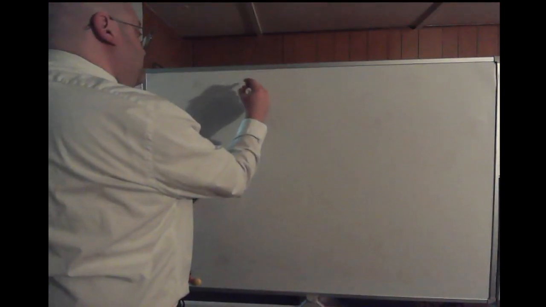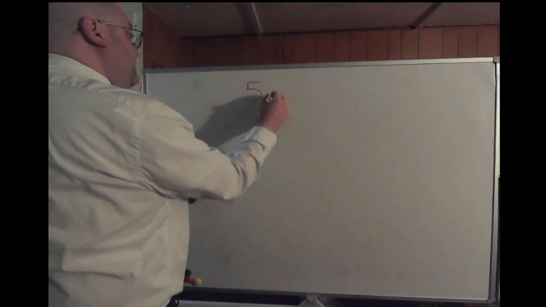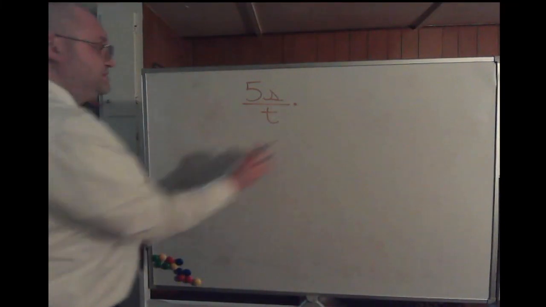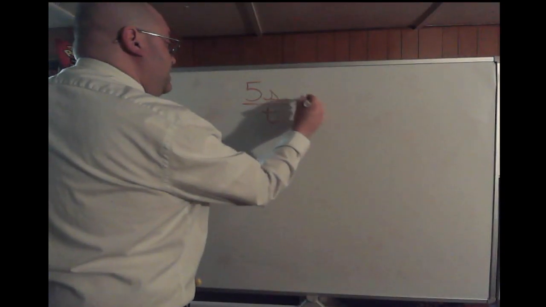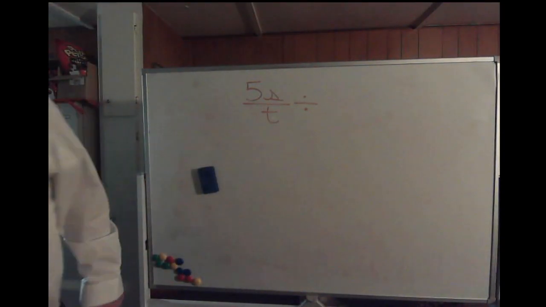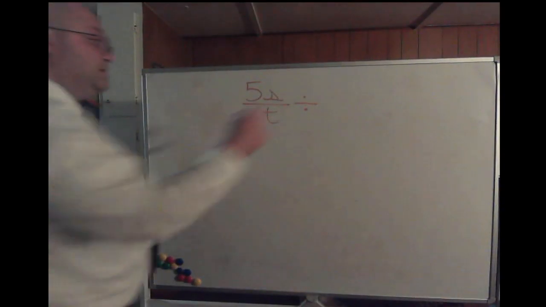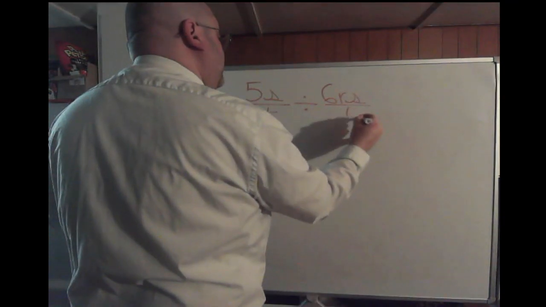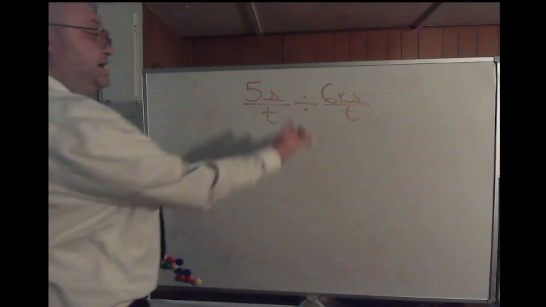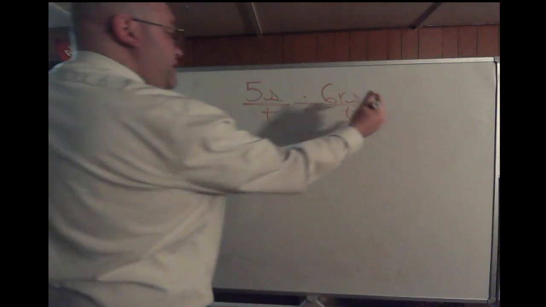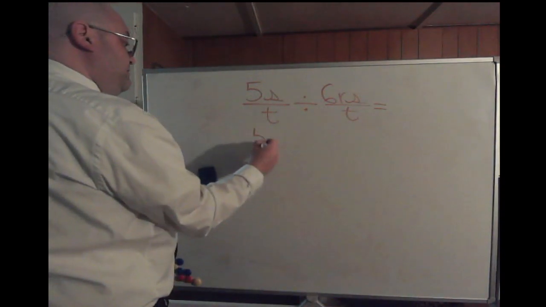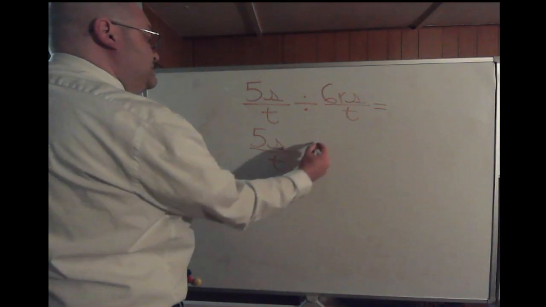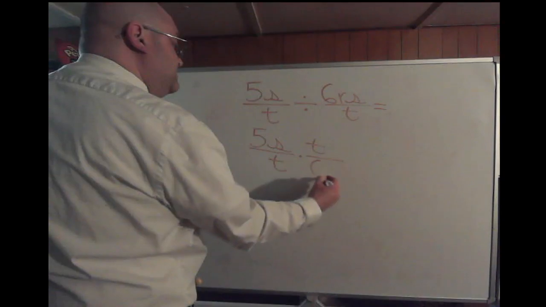Alright, let's see. We've got 5s over t, divided by 6rs over t. Okay, so like you would with any other fraction, when you divide by a fraction, you invert and multiply. So you'll have 5s over t times t over 6rs.